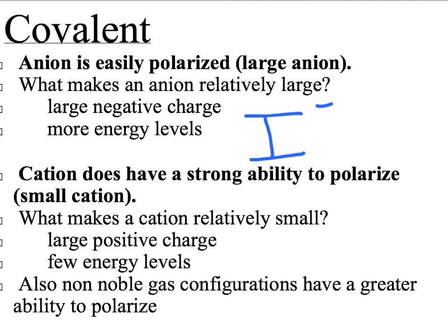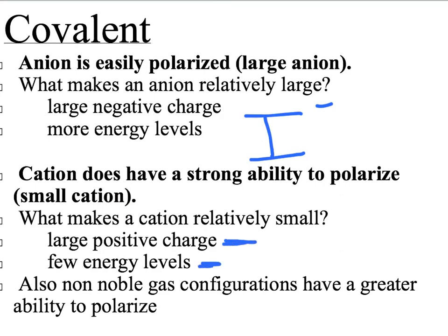So often we will find situations where we're thinking of iodine as a nonmetal anion, and if it's grouped with a strong enough cation, then it will actually become covalent rather than ionic. So we want cations, once again, that are small and have a strong ability to polarize. So what makes that cation relatively small? We're thinking large positive charge and few energy levels.